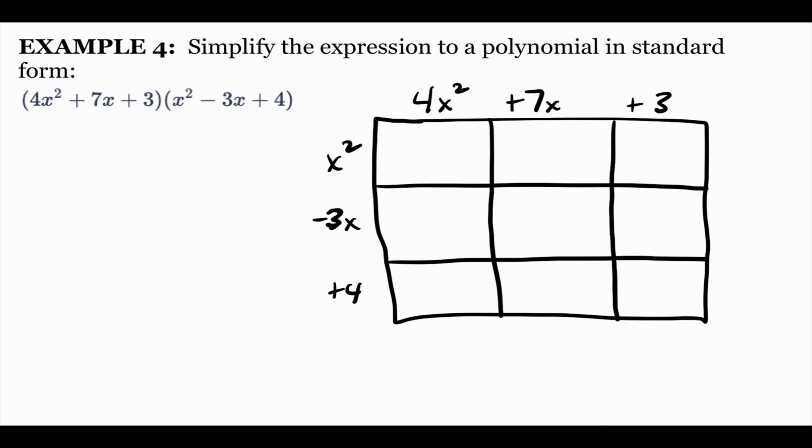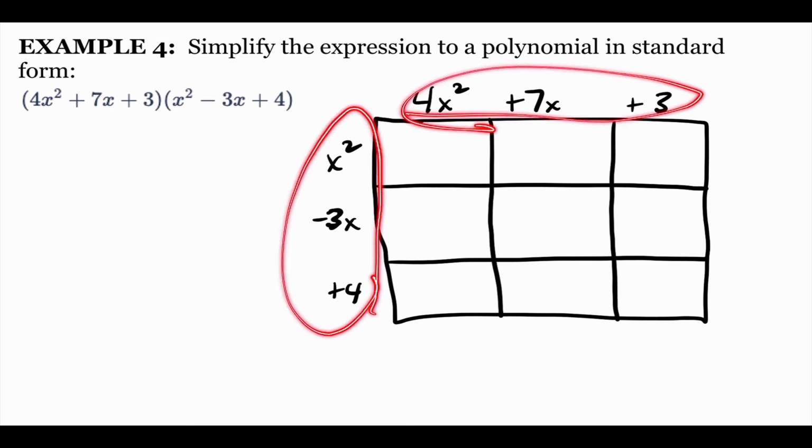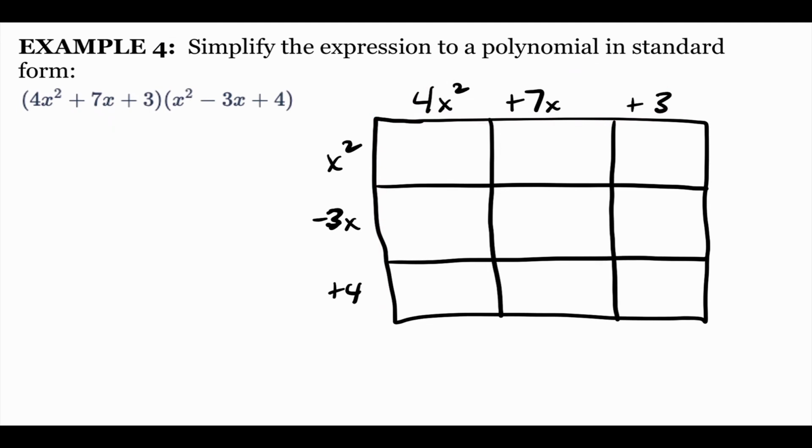Okay, so this one needs a 3x3 box. It doesn't matter which one you put where because you're multiplying, right? Order doesn't matter in multiplication. If I give you 2 numbers, it doesn't matter which one you do first and which one you do second. You're going to multiply them. 4 times 3 is the same as 3 times 4. So if you put this guy over here and this guy over here, it's okay, as long as they're in order. So as long as 4x squared is with 7x and with 3, and x squared is with negative 3x and with positive 4, you're okay.